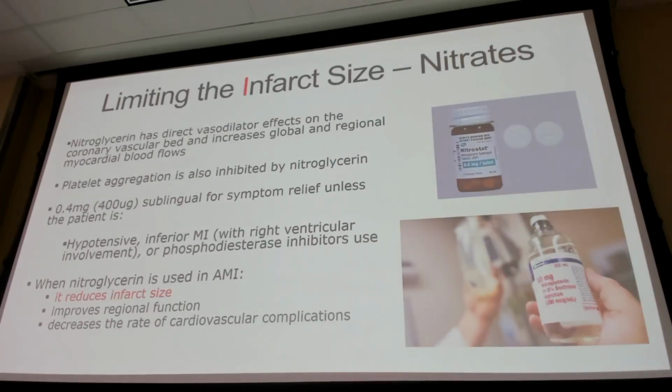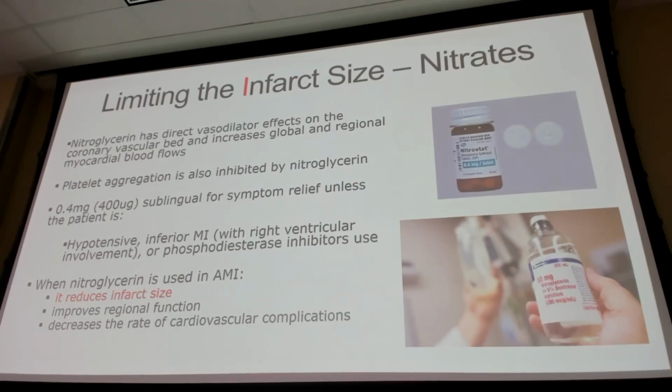And then nitrates, we want to vasodilate them to help open up that coronary vasculature. We do have great data on it. It does help, it does limit the infarct size. And then there's your standard dosing on there, and that's usually for a sublingual tablet. We have paste we can give the patient. We have nitroglycerin drips, depending on what we're trying to control in this patient.